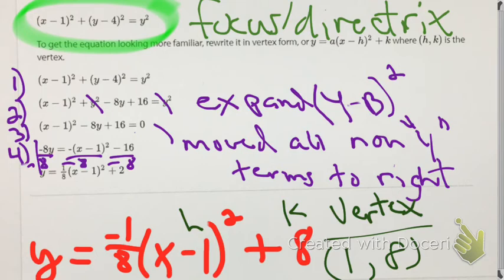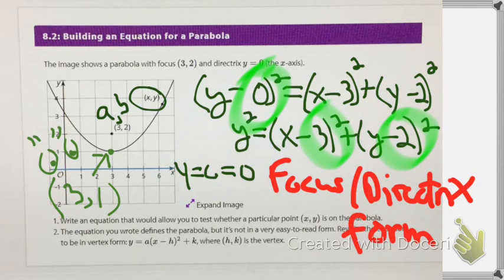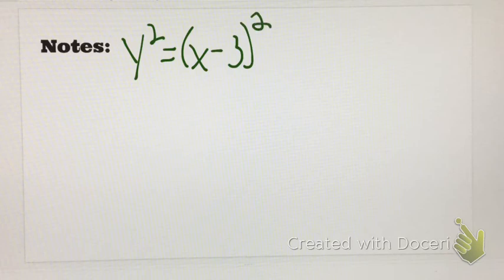Now let's go back to our previous example and see if we can follow that through. I'm going to pause for a second here, and go back to the other one. So let's go back to our problem here. We had in focus-directrix form y squared equals x minus 3 squared plus something else squared. Let me go back to it. y minus 2 squared.